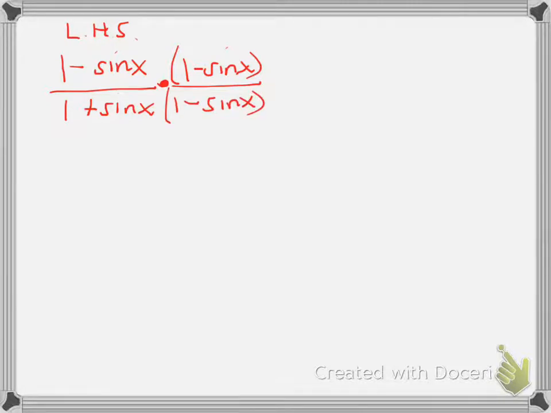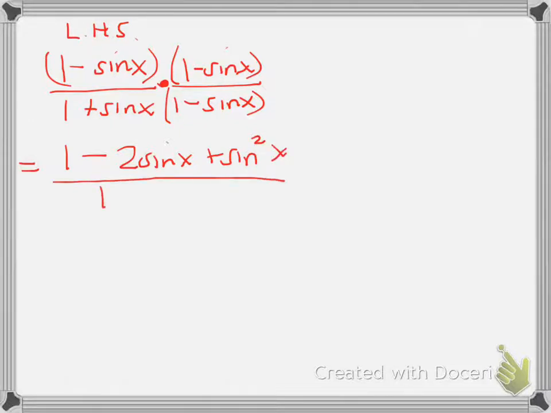So we multiply the top and the bottom by 1 minus sine x. Okay, and then this would equal, if we multiply, now we're going to multiply that through because look at where we're trying to go. We're trying to get the quantity secant x minus tan x squared. So this is going to be 1 minus 2 sine x plus sine squared x all over 1 minus sine squared x.